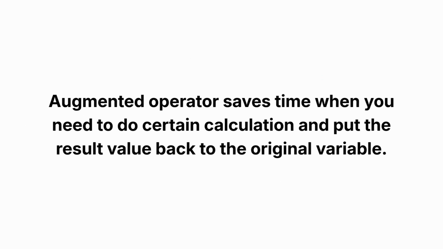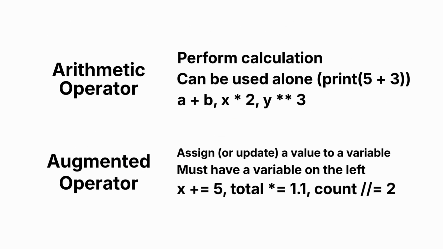Hence, the augmented operator saves time when you need to do a certain calculation and put the result value back to the original variable. Here are some differences between the two. The arithmetic operator can be used alone for calculation, while the augmented operator is used to do calculation and then assign the value to a variable after that. Arithmetic operators can be used alone, like printing 5 plus 3, while the augmented operator requires a variable at the left side.